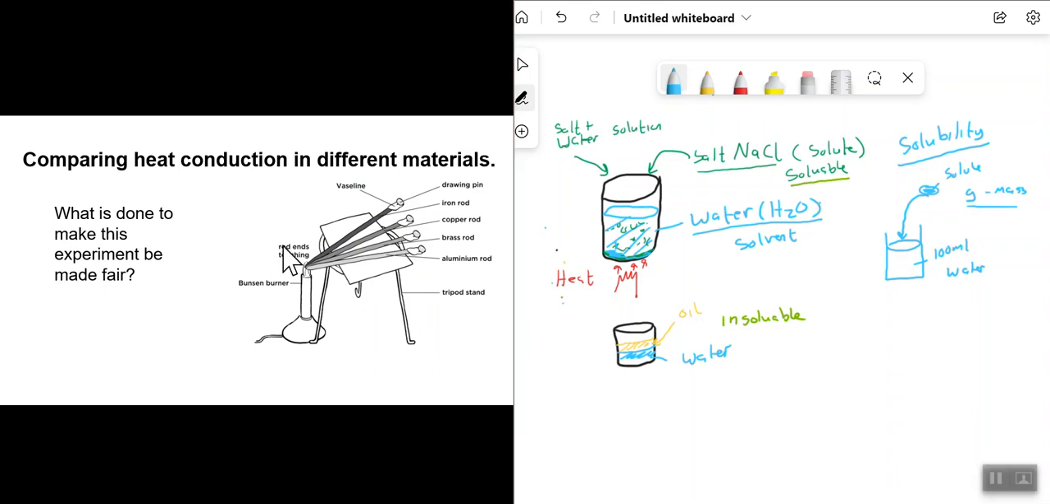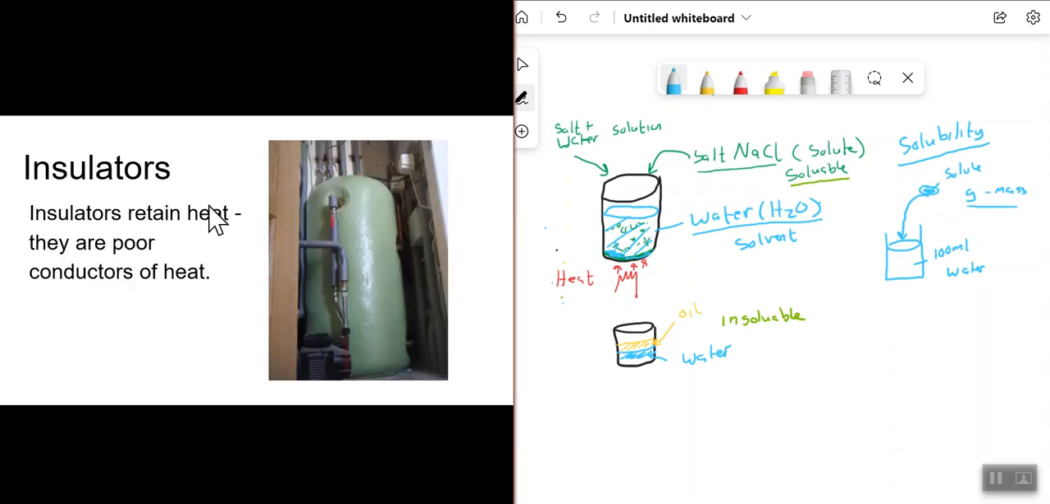So we've looked at solubility, and then the ability of materials to conduct heat. That's another physical property of them. Another property of materials is that some can act as really good insulators. Insulators do not let heat pass through them, whereas conductors allow heat to pass through easily. Insulators retain heat, and they are poor conductors of heat. We can see here this material around the hot tank, and what it does is stop the heat getting out of the hot tank and passing into the air.